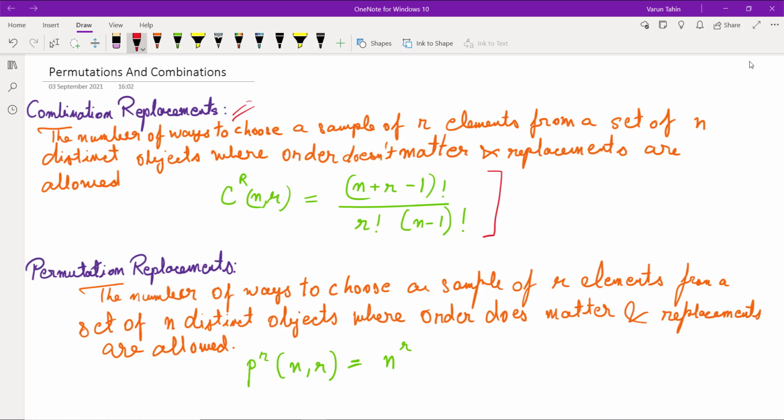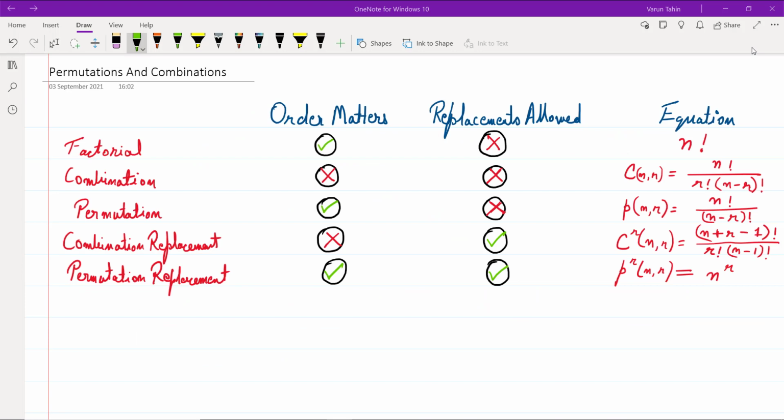And there is then a second variant for permutation also. So permutation says that the replacements were not allowed, but in this case the replacements are allowed. So in this case the permutation with replacements equation, which is n raised to power r, will be used. Now this page will give you a gist of whatever we have discussed, so you can note this down and keep it ready for further questions.